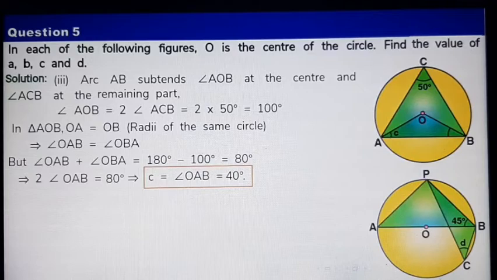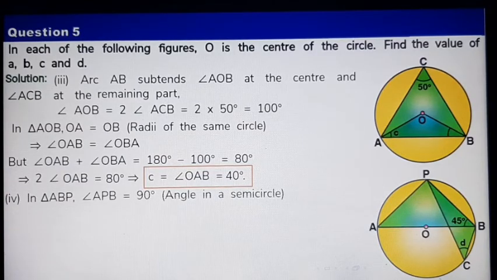Now in this case we are asked to find the value of D. We see that if I call PB my segment, then this angle and this angle are going to be equal. My aim is to find this angle so that I will be able to find the value of D. One more thing we can see is that this is my diameter, so this will be 90 degrees, because the angle in a semicircle is always 90 degrees. So APB is 90 degrees.